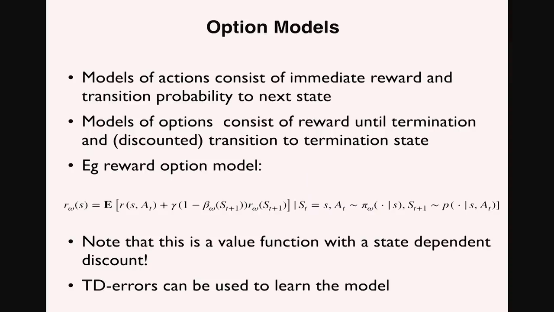Now, options, as I described them so far, are used to generate behavior. They're used to drive a policy. But really what we would like is to have models that can be used for the agent to imagine possible futures and to support different ways of decision making. And so models in reinforcement learning consist of immediate rewards and predictions about where the agent may end up next. Models of options are going to similarly consist of rewards and predictions about where we may end up.